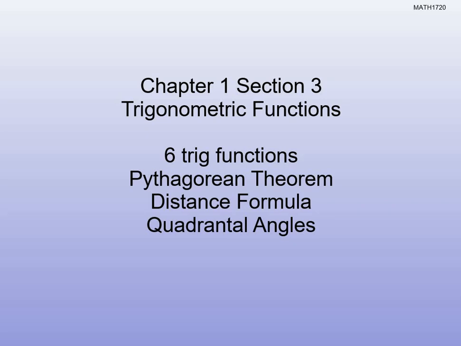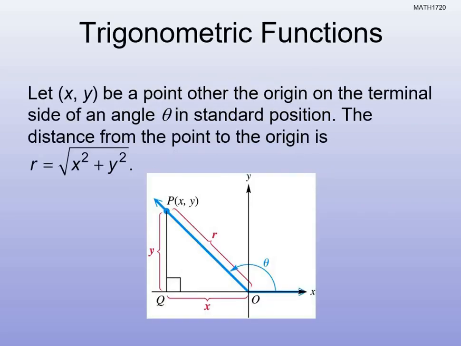Remember, last lecture we talked about quadrantals. Now we're going to talk a little bit more about the quadrantal angles that we talked about, right? The north, south, east, west, the 0, the 90, the 180, and the 270, okay?